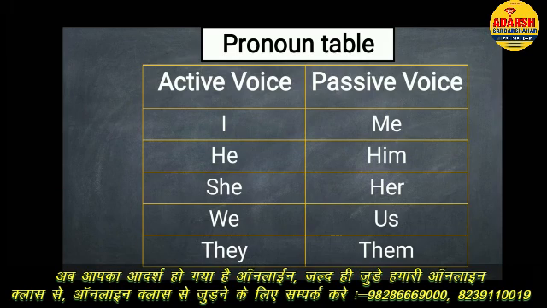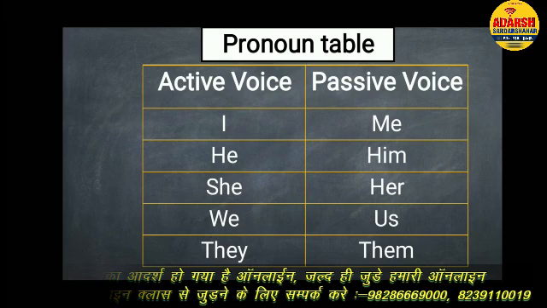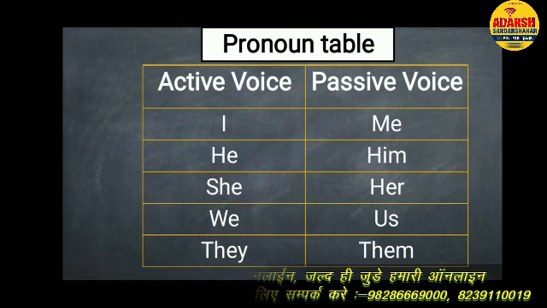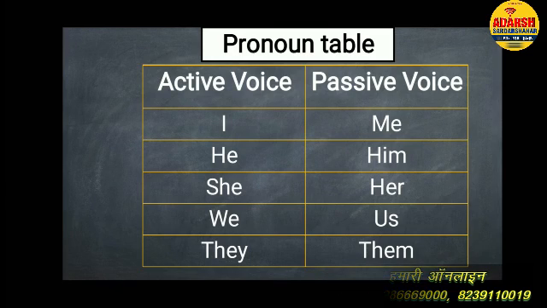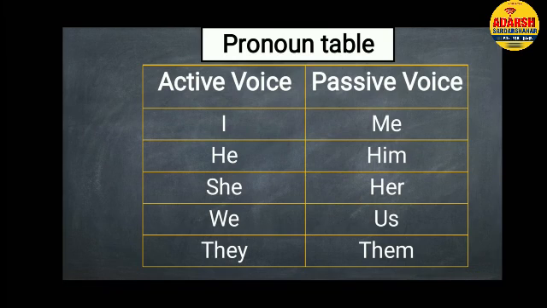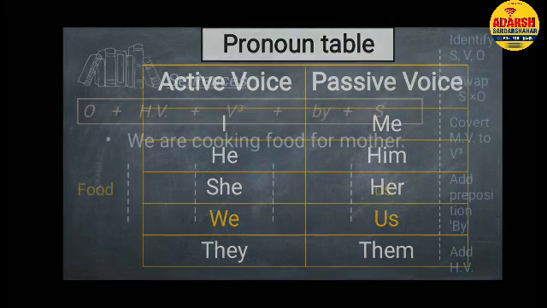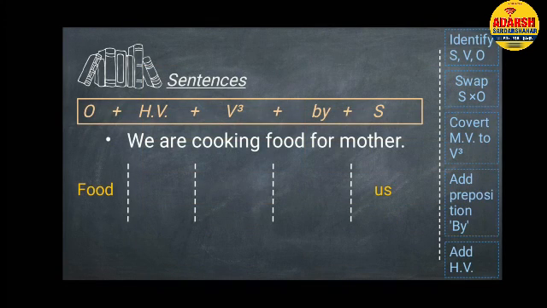And let us revise our pronoun table, in which we have that if our subject is a pronoun, then conversion will be like I as me, he as him, she as her, we as us, they as them. Please check my previous video to learn the pronoun table easily. Now here our subject is we, so we will change we as us. Here you can see I put us, which is our subject, in the place of our object.